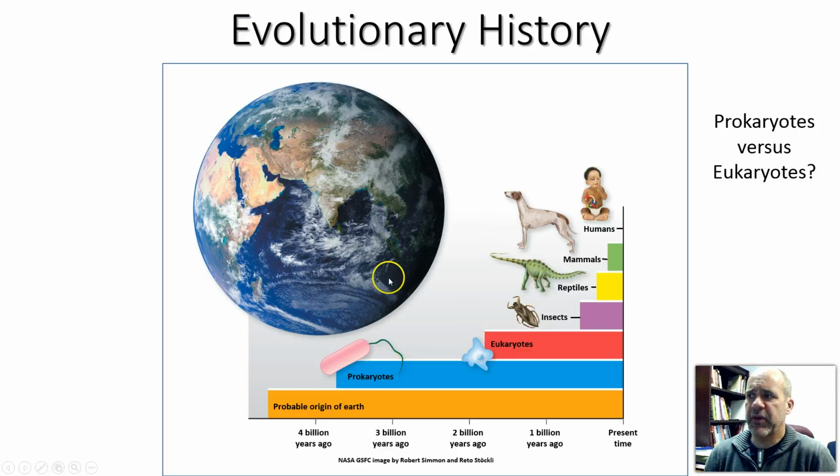This is a diagram from your textbook which is giving you a timeline for the current thinking among biologists about when different types of life forms first appeared on the planet. So this is the evolutionary history.